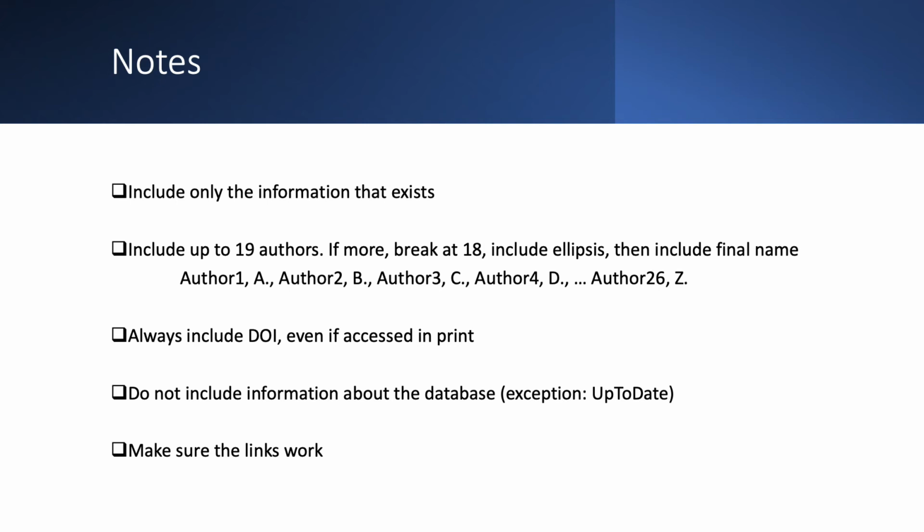Now take note, you do include only the information that does exist. You don't need to create information to match the format. You just gather what does exist. As I mentioned, you include all of the authors, up to 19 of them. If there are more than 19 authors, then after the 18th, instead of having that ampersand like you would at the end of a standard list, you would have an ellipsis, that ... before the final author. So we'll know that some are missing from your reference, but we clearly have enough information to find that article at that point.